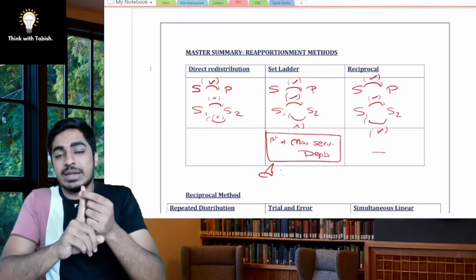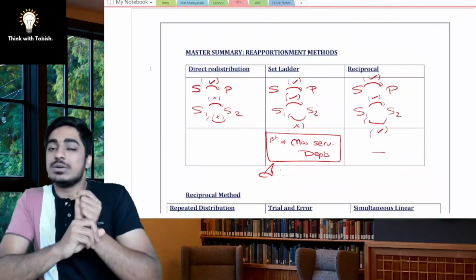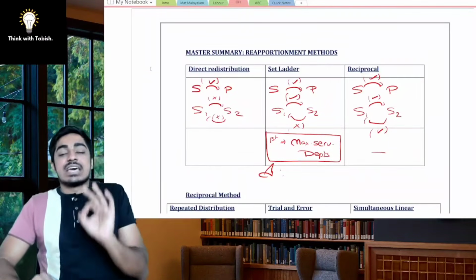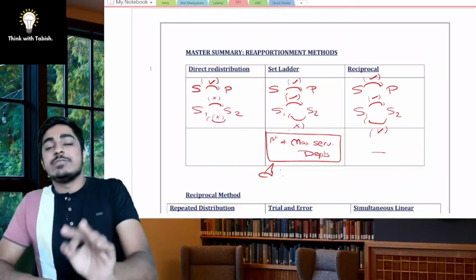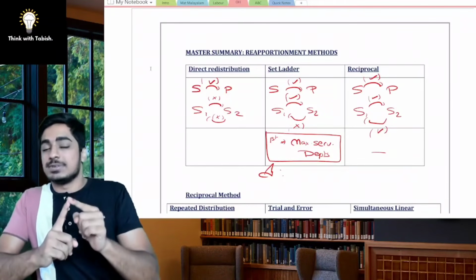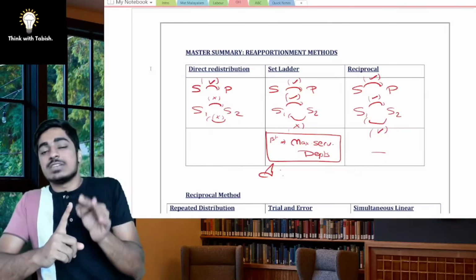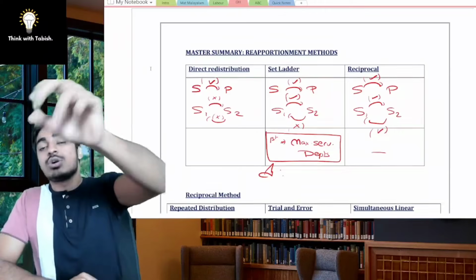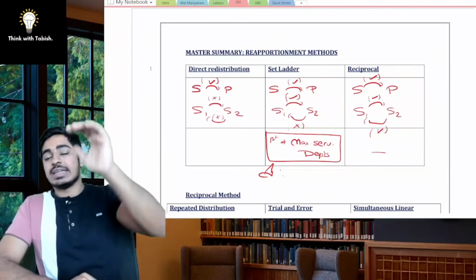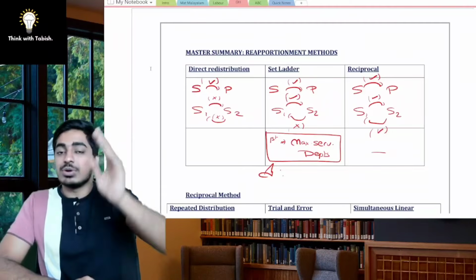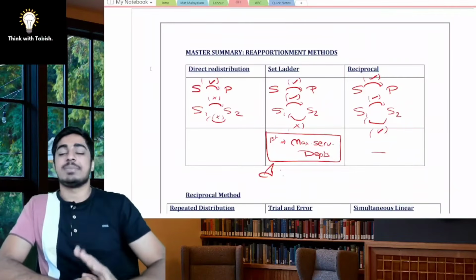Step ladder method. One thing to be kept in mind: what is the order in which we need to distribute? The overhead of the service department which provides services to the maximum number of service departments has to be reapportioned first, and we need to go on in descending order. If we know that, we can distribute cost using step ladder easily.